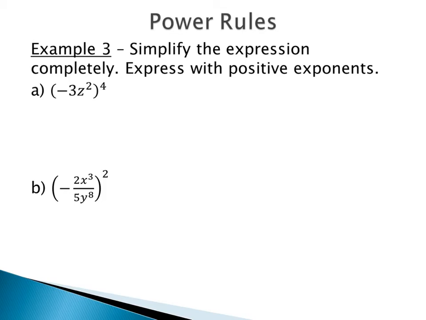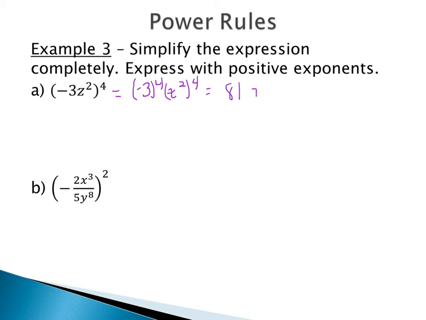Inside the parentheses, I have a multiplication, which means that I can then bring in the exponent to each piece. So we would have negative 3 to the fourth and then z squared raised to the fourth. Negative 3 to the fourth, we can actually do that. Again, you can use your calculator or you can multiply out negative 3 four times. It's going to end up being 81.